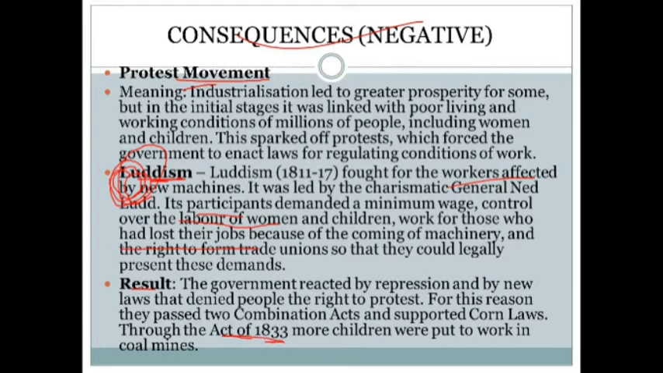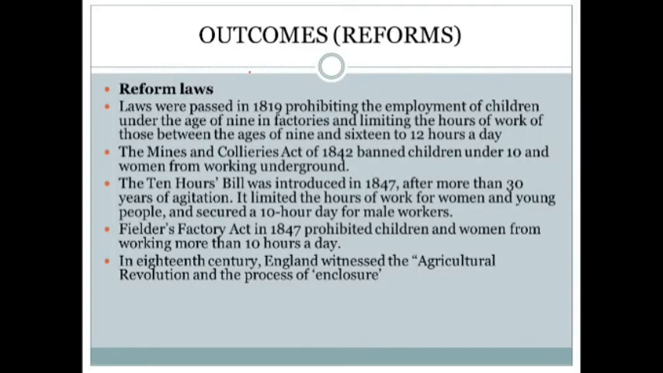And also through the Act of 1833 more children were put to work in coal mines. But there were protests at that time, and disability for the workers. Now let us discuss the outcomes of the reforms. Laws were passed in 1819 prohibiting the employment of children under the age of 9 in factories, and limiting work hours to 12 a day. There was also the Mines and Collieries Act in 1842, which banned children under 10 and women from working underground. Women and children were not physically able to work underground, but they were forced. This law banned their employment in underground work.